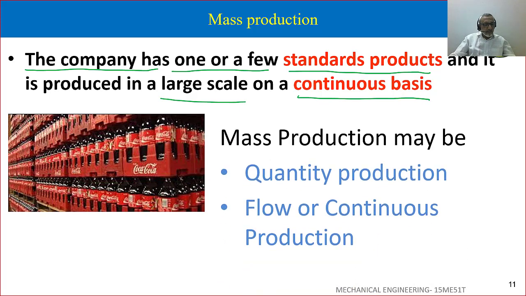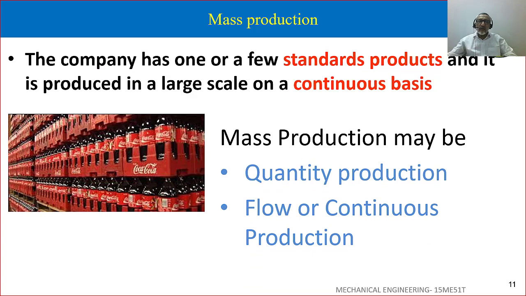So in mass production, we have got two types of production. One is the quantity production.